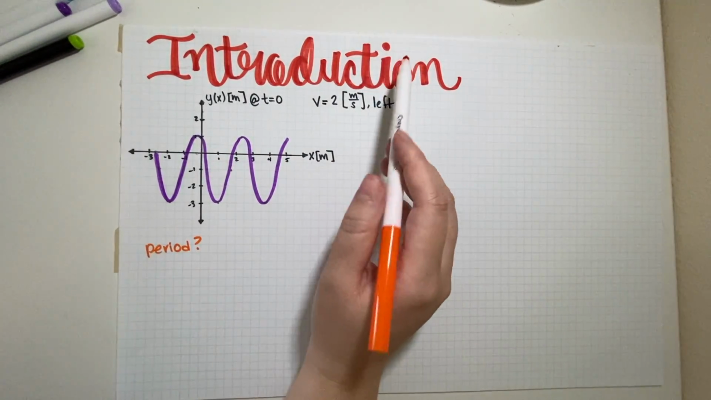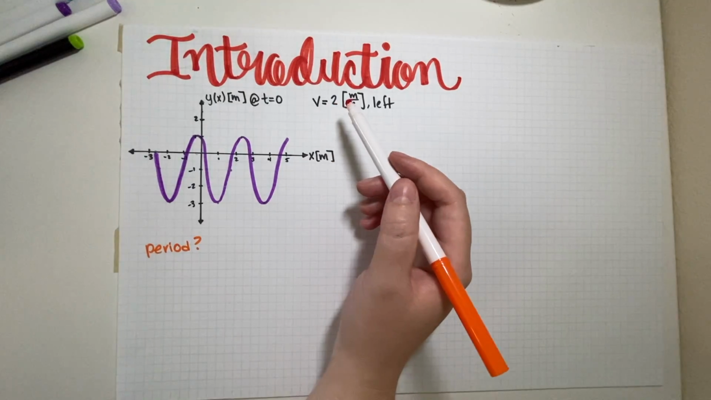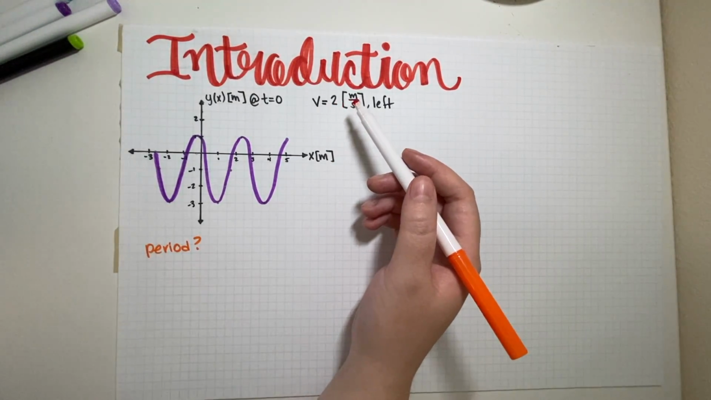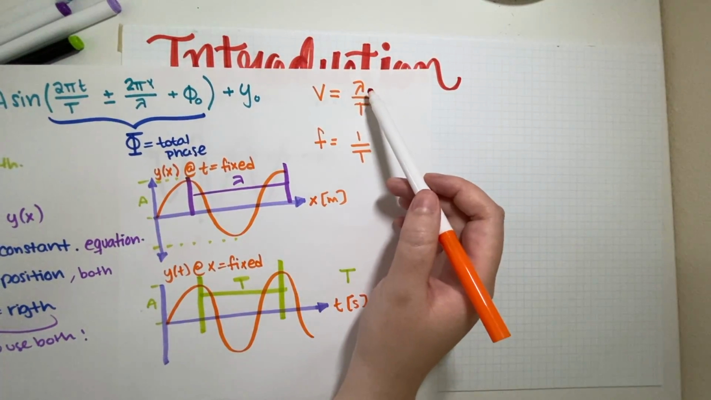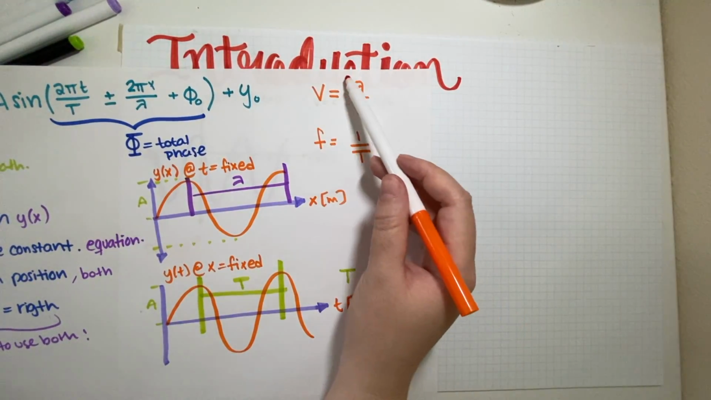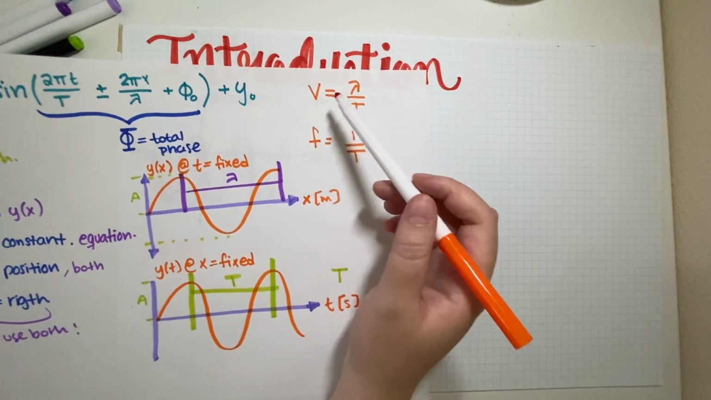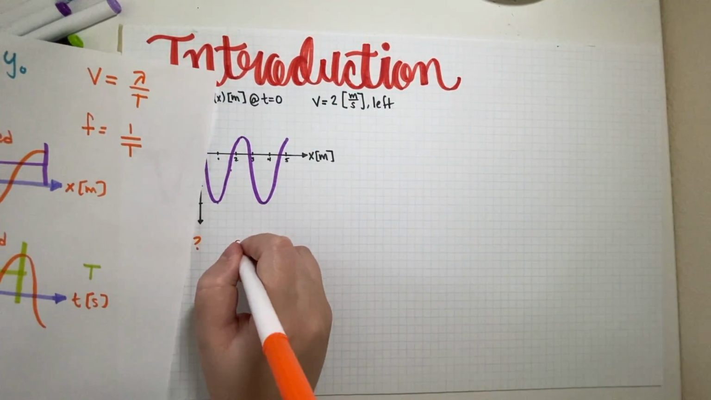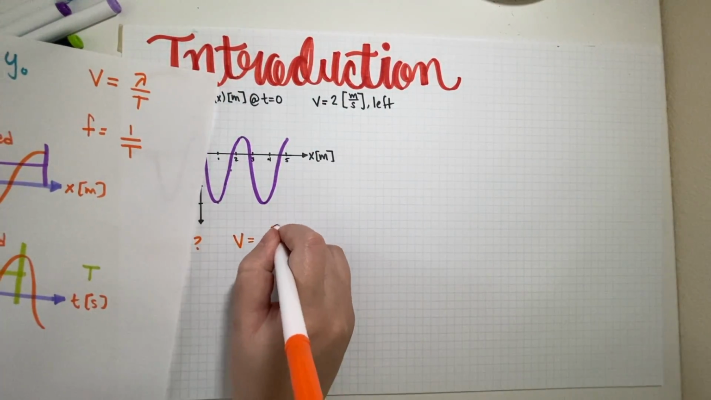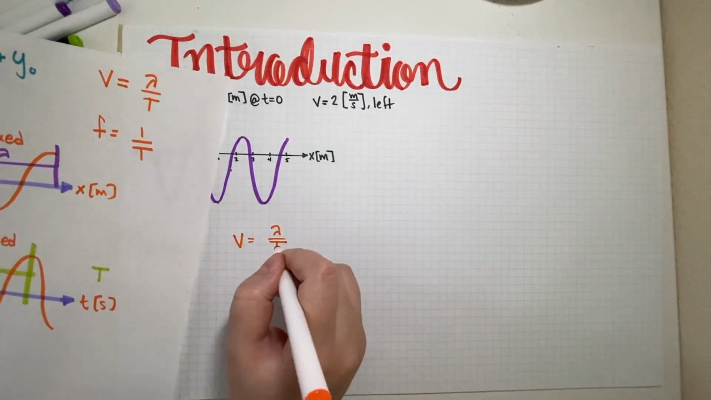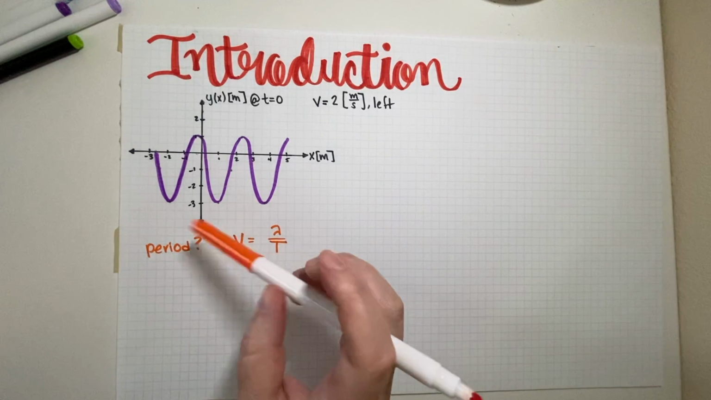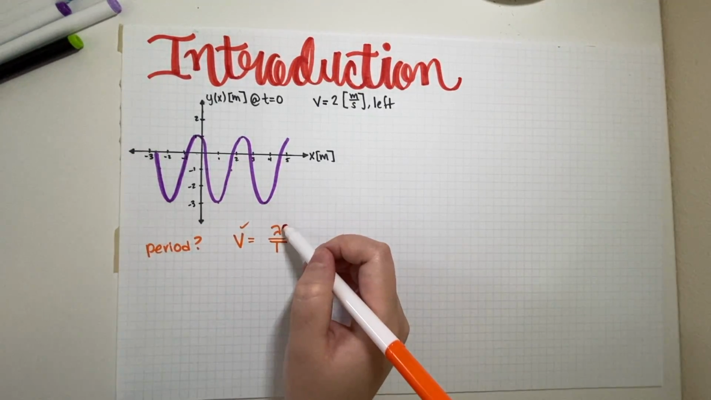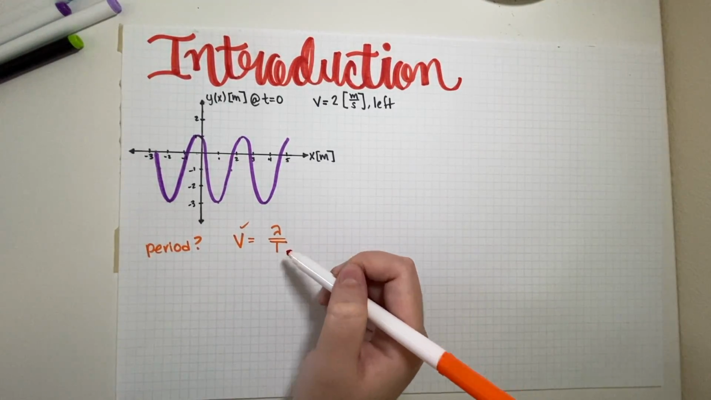However, I do have my velocity over here, and this is where my auxiliary equations are important, because I have this equation over here, right? I'm just going to copy that. v is equal to lambda over T. So basically, I have the velocity. If I find lambda, then I'm going to be able to find T, correct?